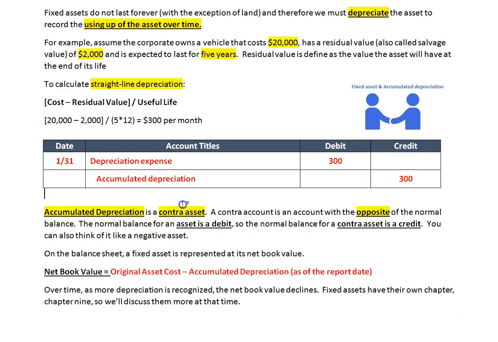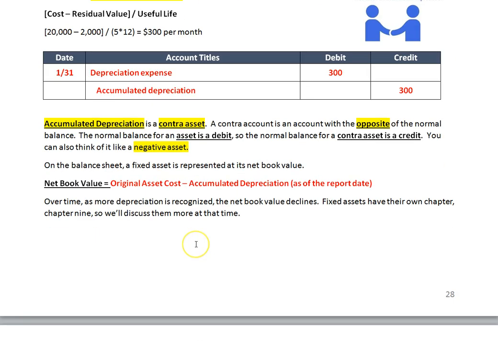All right, but going back to contra asset, opposite of normal balance. So an asset normally has a debit balance. A contra asset will have the opposite, or a credit normal balance. You can also think of it like a negative asset. It's stored with the assets, right under the fixed asset, but it has that credit balance because it's a negative asset. We're going to see other contra accounts throughout the course, so it's just helpful to get that definition in our mind. It's the opposite, or negative. Net book value is the original cost minus accumulated depreciation.